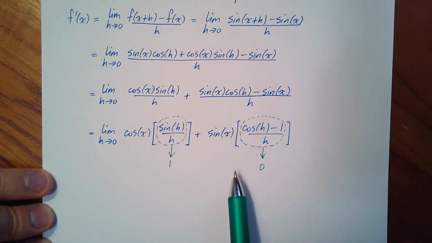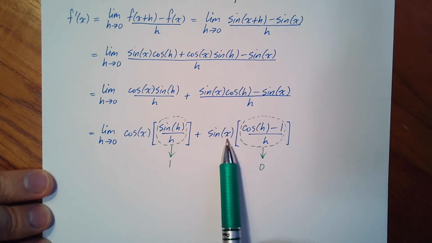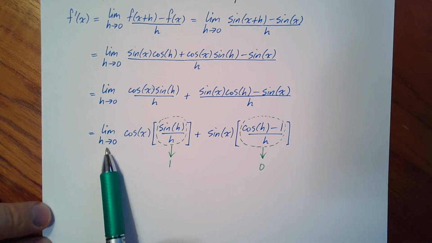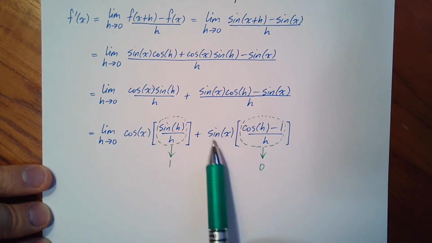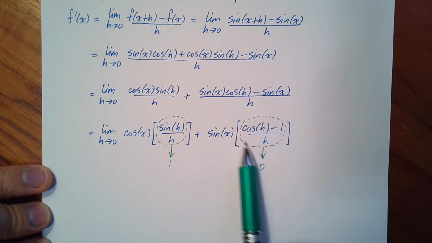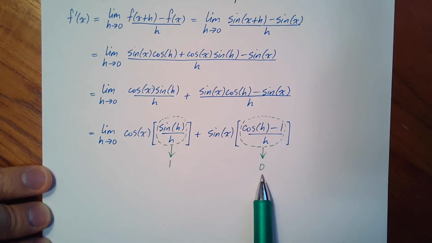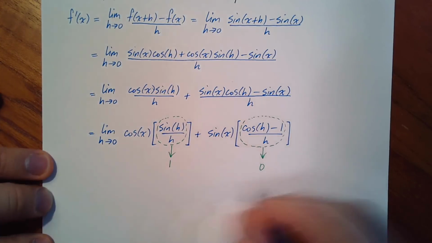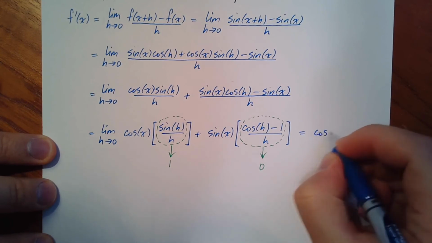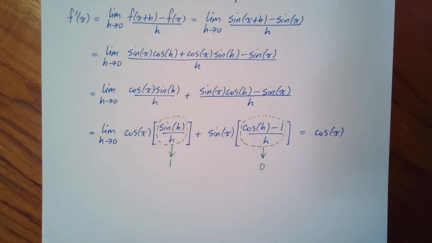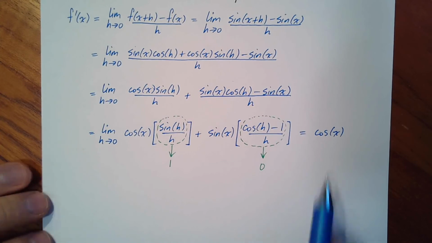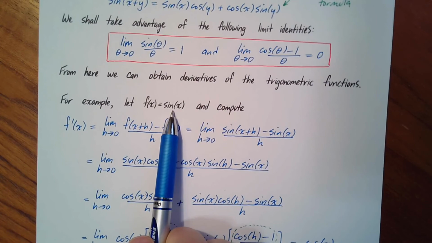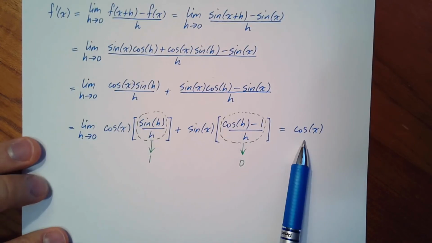And for this term, for the same reason, you can treat sine of x as a constant because x is completely independent of h, and as far as this limit is concerned, h is the only variable. So this term is sine of x times a factor that's approaching 0. This whole second term is really just going to disappear, and what you're left with, finally, is cosine of x. And that was the derivative of f of x. That means the derivative of sine of x is cosine of x. That's actually pretty neat.